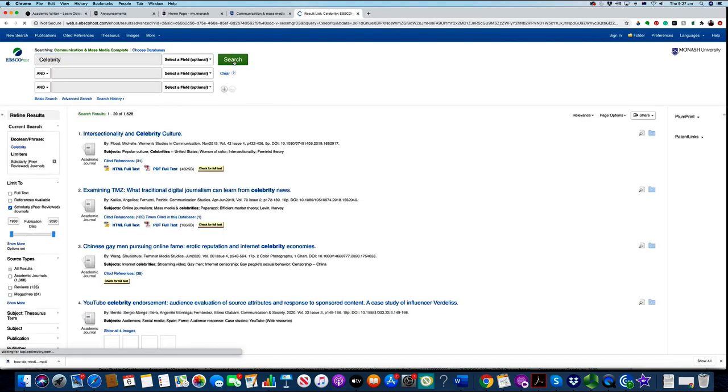So if we do that first, see, unsurprisingly, 1,528 articles on celebrity, and this immediately tells you that celebrity is an incredibly complex and incredibly important issue. You can already tell that it's something that has worked its way into many different aspects of society.